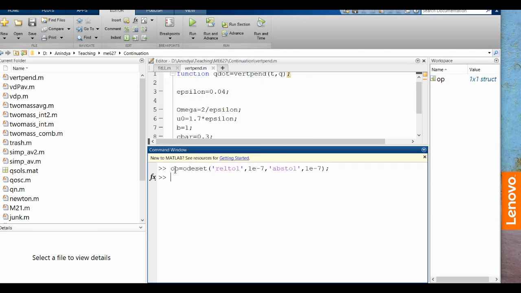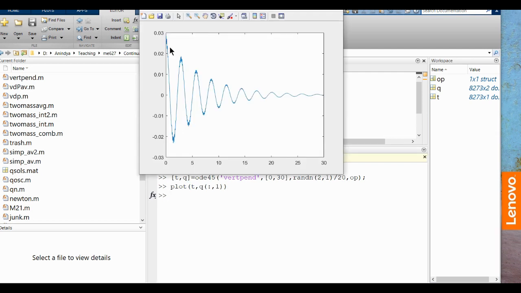All right, and I say TQ is equal to ODE 45, vertical pendulum, 0, 30. Some small initial condition. And when we look at t and theta, you will see that it has stabilized near 0. So the pendulum has actually stabilized near vertical. How did this happen? Okay, so this is what we want to understand.